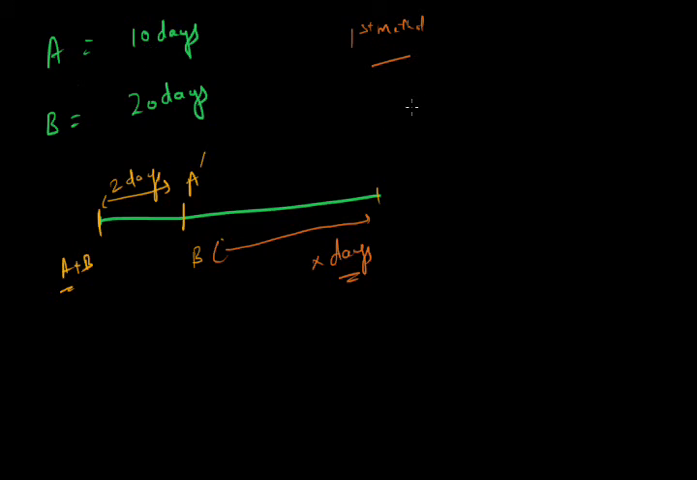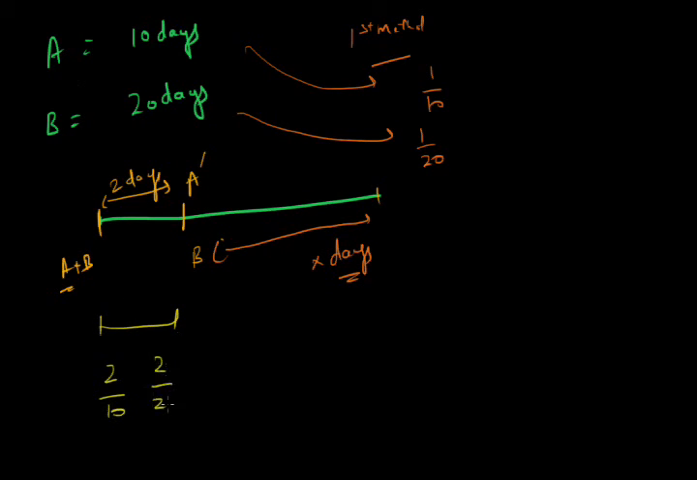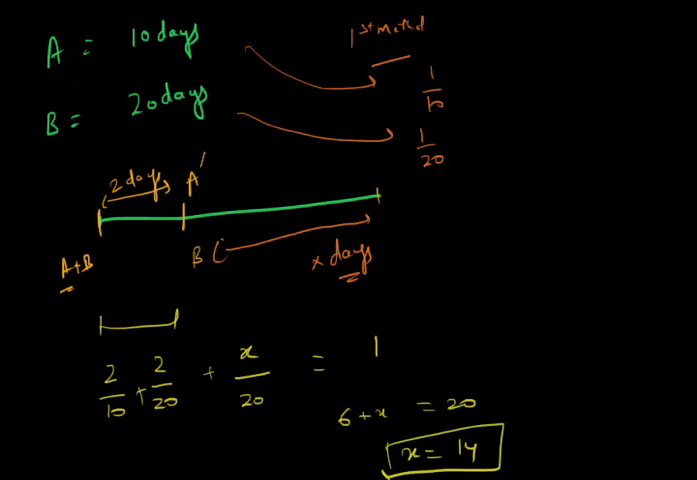In 1 day, A can do 1 by 10 of the work, right? B can do 1 upon 20 in 1 day, right? In this process, they work together for 2 days. Therefore, in 2 days, the work finished by A was 2 upon 10, by B was 2 upon 20, right? And then B was alone working for x days, that is x upon 20, which is equal to the total work done, 1. Now this can be calculated easily: 2 upon 10 plus 2 upon 20 plus x upon 20 is 1. That is 4 plus 2 is 6, plus x is equal to 20, and x equals 14. Therefore B requires 14 more days to finish the work.